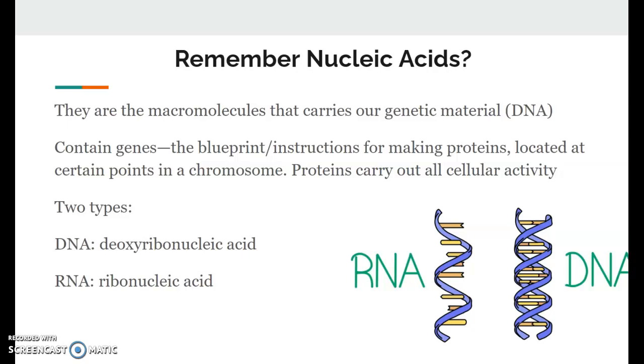DNA contains genes, and the genes are the blueprint or the instructions for making proteins, located at a certain point in the chromosome. Proteins carry out all cellular activity, and if you guys recall, there are two types of nucleic acid: deoxyribonucleic acid, DNA, and ribonucleic acid, RNA. And as you can see in this picture, DNA is a double-stranded molecule, RNA is a single-stranded molecule.